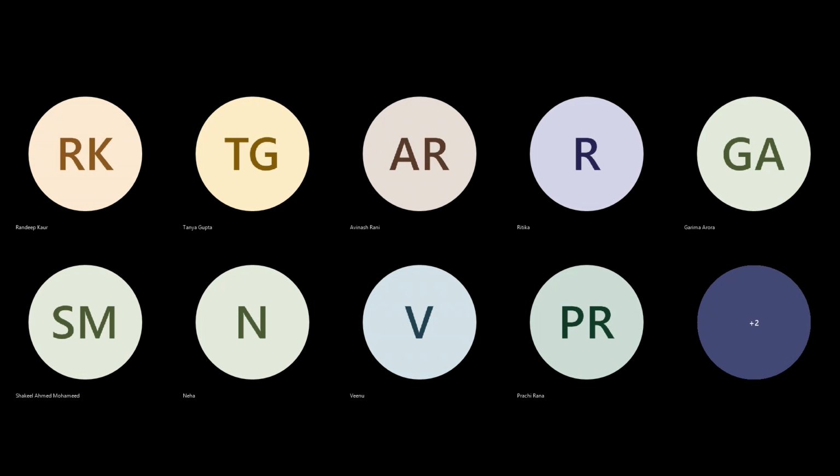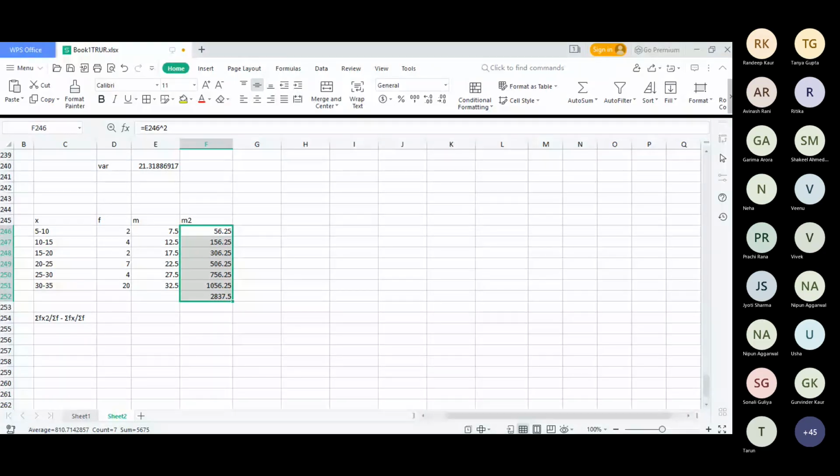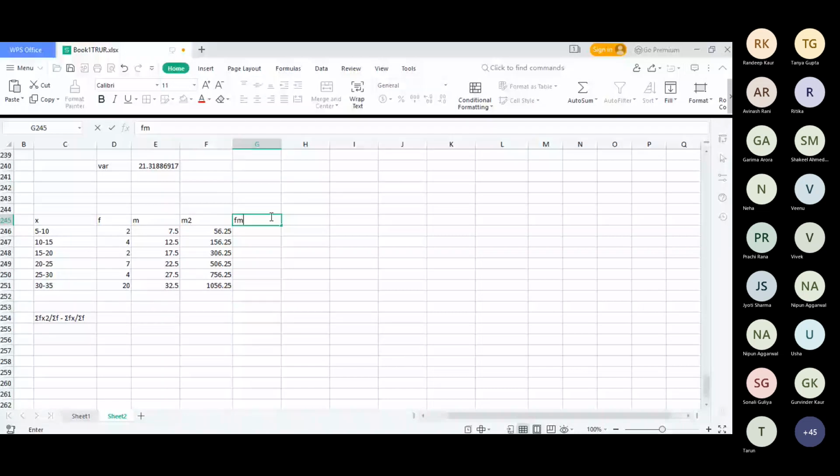So we are doing summation fx square divided by summation f minus summation fx divided by summation f. So that we have to apply. First we have to calculate m square values and then summation. Not this summation, it is not required, because we have to calculate fm square summation. So next stage we have to find out the fm square values. So fm square means we have to multiply this with f.